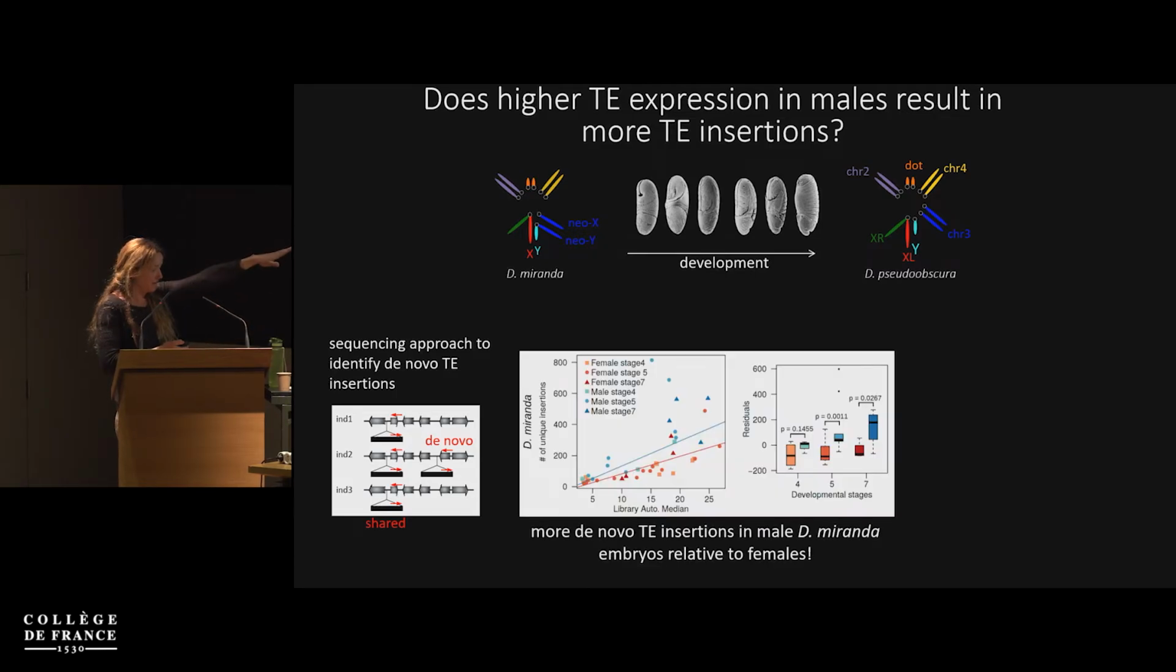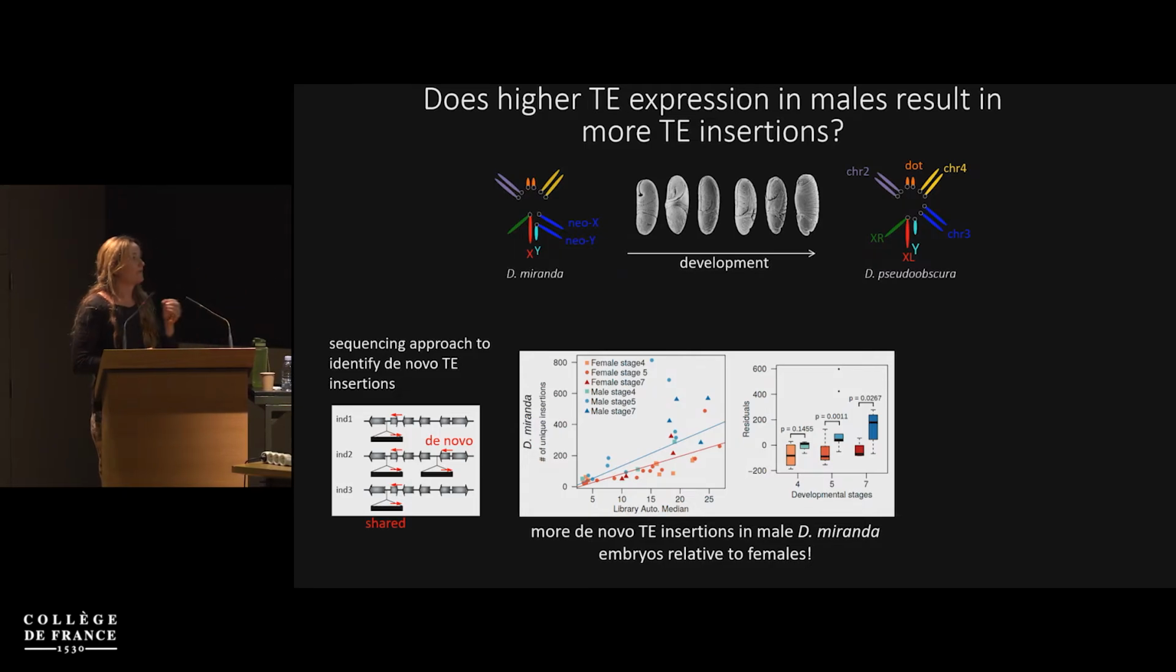And in this data, each dot is a specific embryo. In blue is males, and red, orange is females. What I'm showing you here is the number of unique insertions inferred for each of those embryos, and it's plotted against sequencing depth, so the more we sequence, the more insertions we can identify. And here I'm just showing you the residuals from this regression line.